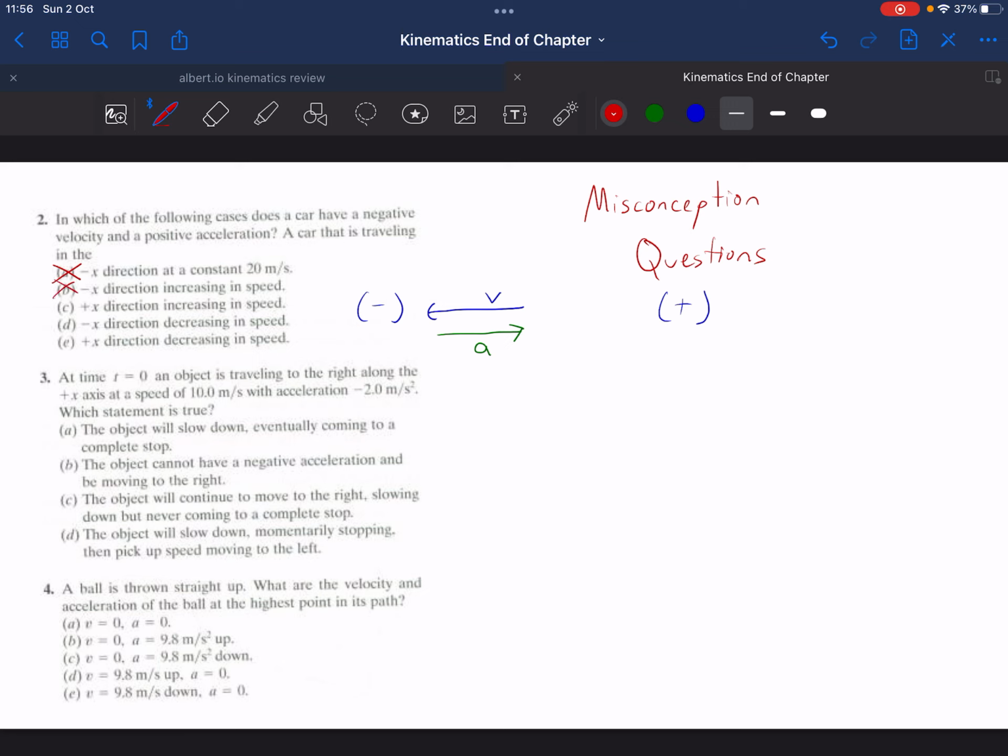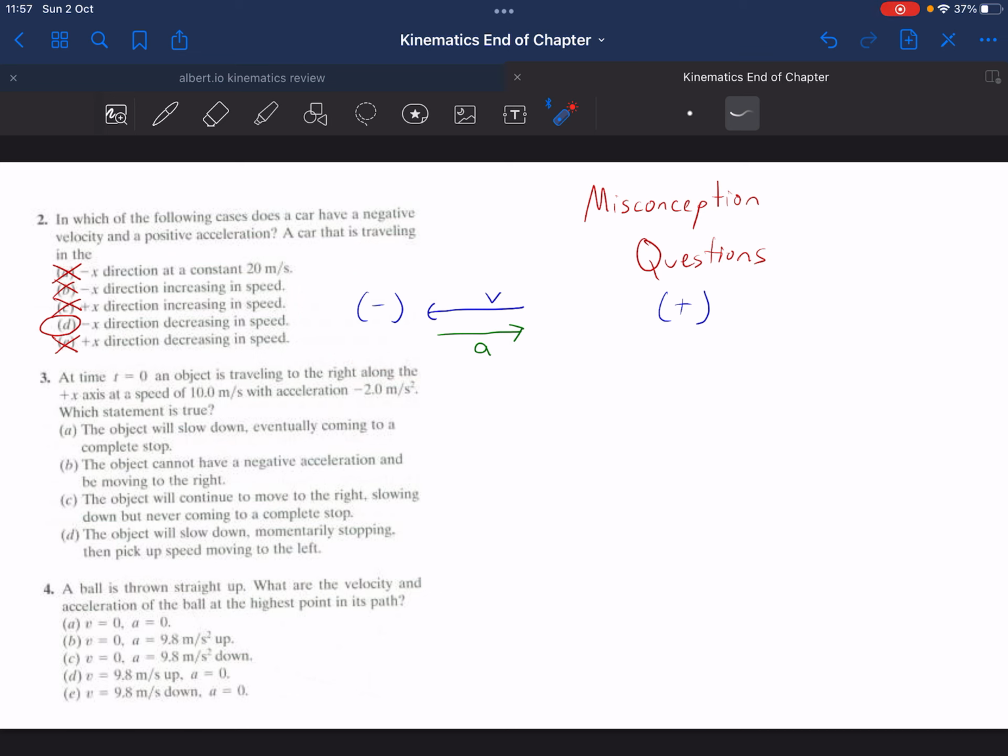C, moving in the x direction, well, moving in the x direction is going to have our velocity vector going to the right. So for that one, our velocity vector would look like this. That also rules out E. So the only answer it could be here is D. Moving in the negative x direction and decreasing in speed. That is what we showed right here.